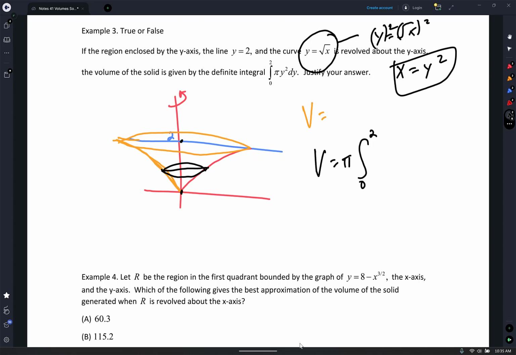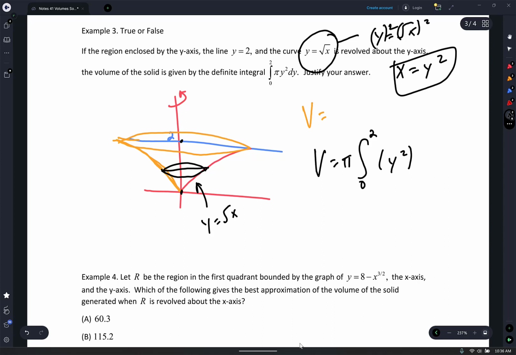We're doing it with respect to y. So from the y-axis to that curve, this curve is y equals square root of x. But I don't want it in terms of x, I want it in terms of y. So I'm going to put in y squared, and I've got to do what with that? Square it again, because it's radius squared.